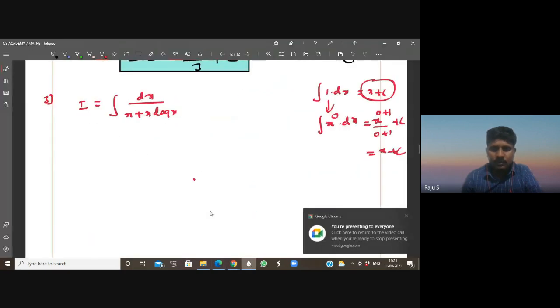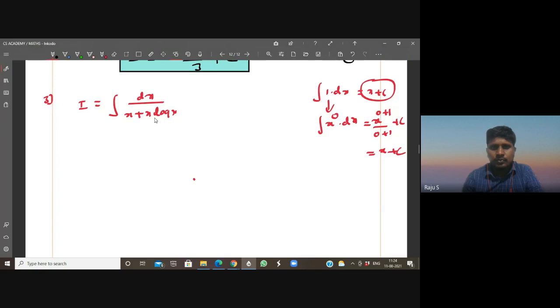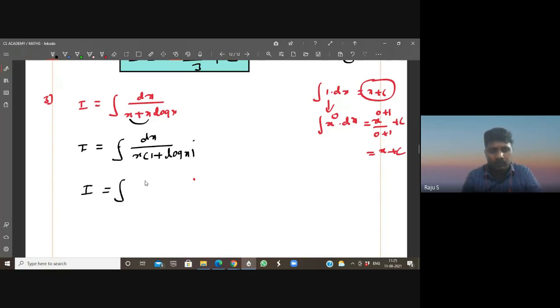Third question is integral 1 by... see, what is the function you want to consider as t here? Here two different functions are there. Here we do one thing. In this kind of question, whenever you have log x and x with a common denominator in these two functions, x is common. Now look here, there are two functions. Again observe here: dx by... what function can we consider as t here, whether 1 plus log x is equal to t or x is equal to t?